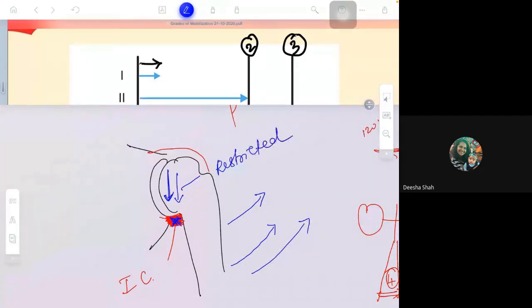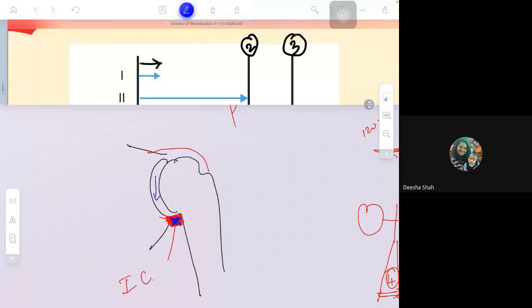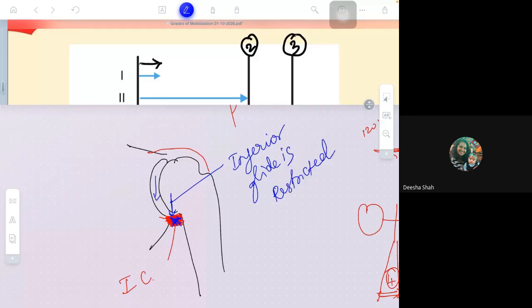Again, I'll explain. Inferior capsule is tight. If inferior capsule is tight, what will happen? For abduction, what glide should occur? Inferior glide should occur. Because here it is tight, what is restricted? Inferior glide is restricted. If inferior glide is restricted, then abduction range will be restricted. Are you clear with this sentence?